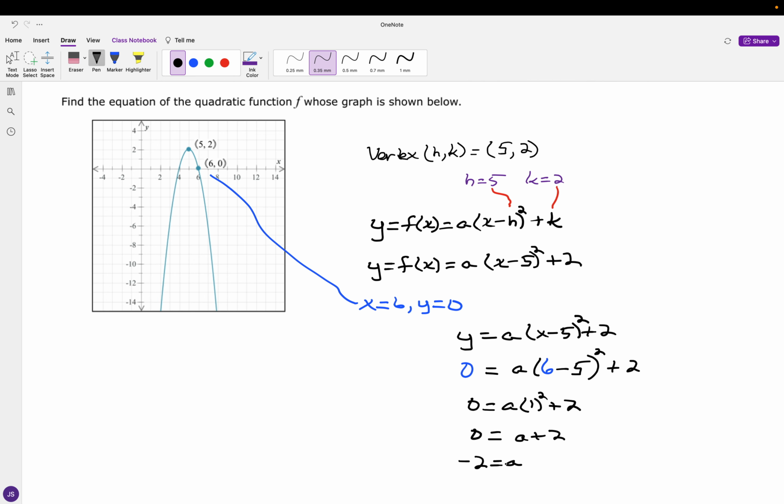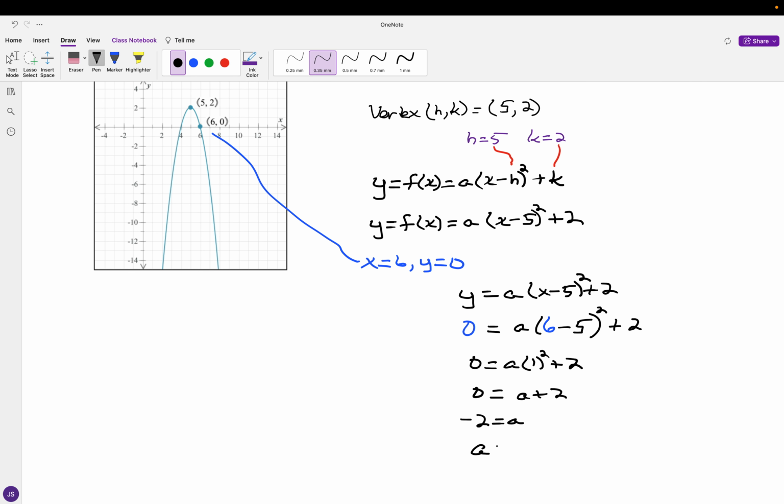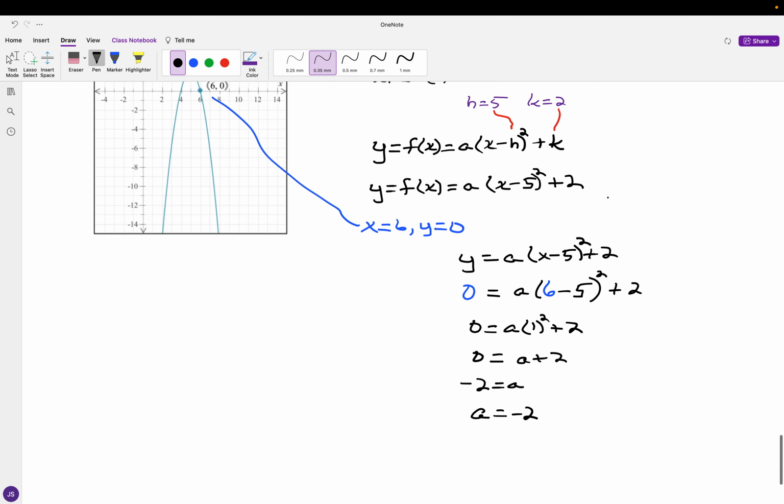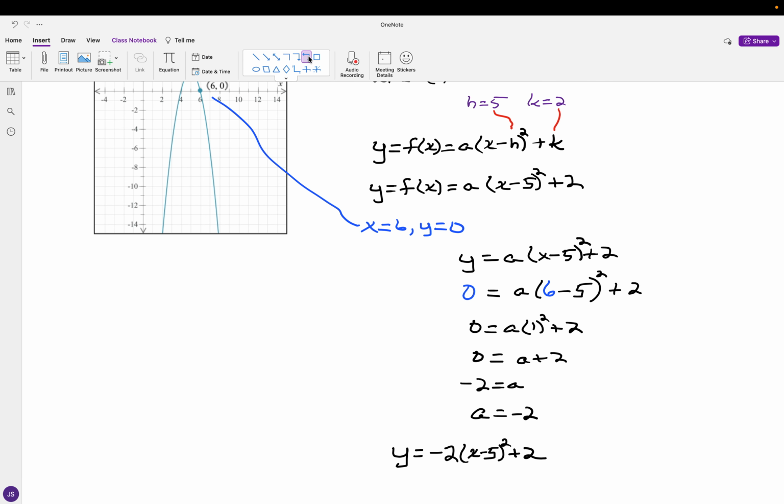As we put back, we had y equal to f of x is equal to a times the square of x minus 5, followed by the addition of 2. With a now determined, we can say that y is equal to negative 2 times the square of the binomial x minus 5, followed by the addition of 2, and that will be the equation of that particular quadratic function.